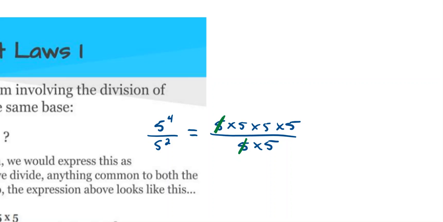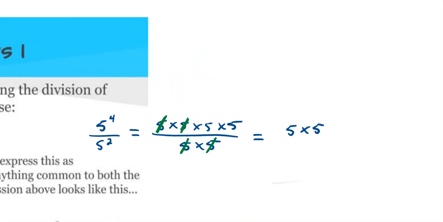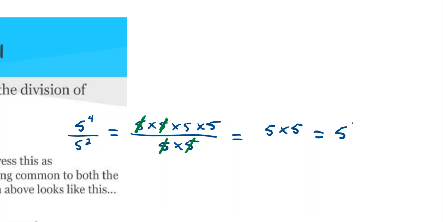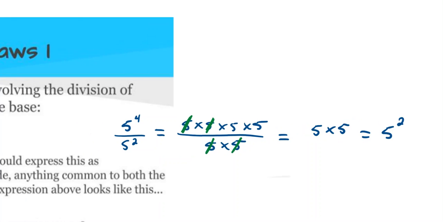So when I cancel, remember what I'm doing. I'm turning it into 1, because 1 you don't really have to write. 1 times anything is just anything. Okay, so I cancel those ones, and then I get to cancel those 5s. And what do I have left up top now? I've just got 5 times 5 left, so that's the same thing as 5 squared, or 25.